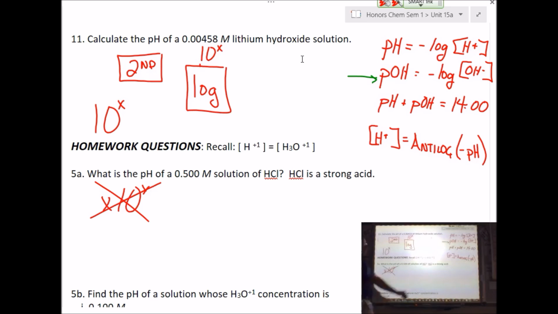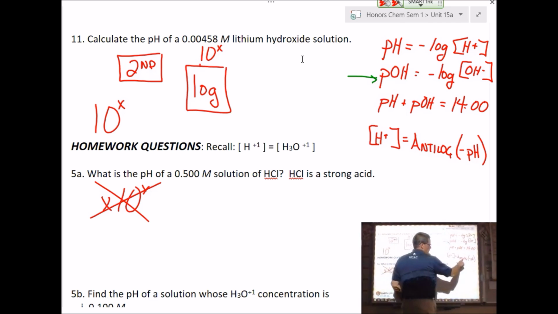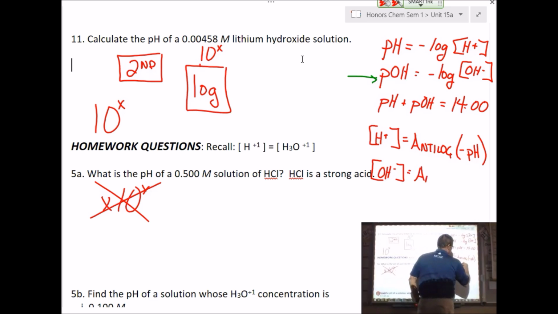So we would find the hydrogen concentration by taking the antilog, which is your second log, of negative pH. If I wanted to find the hydroxide concentration, I would do the same thing. Antilog of what?